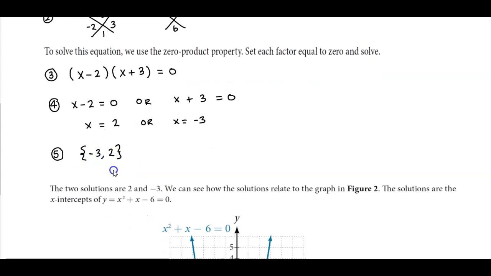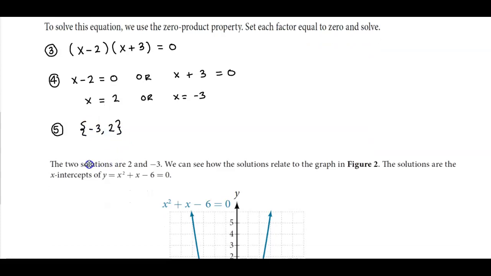Now, it doesn't necessarily mean you have to do this, but when you think of the number line, the smaller number is always written first when you write your solution set in braces. So that's why negative 3 is written first, and then positive 2. So the two solutions are 2 and negative 3.